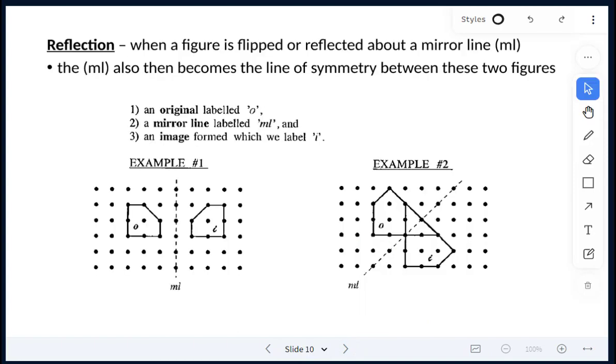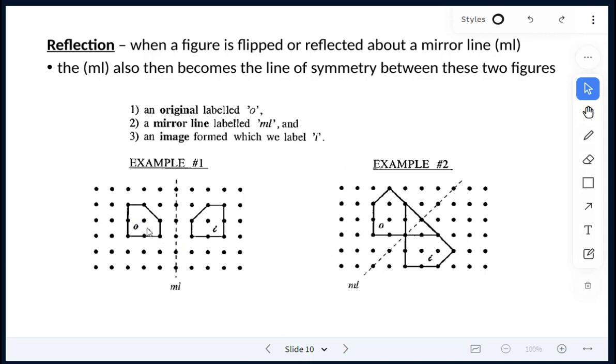So the figure has been slid to the left 4 and down 2 points. So a reflection, this is when a figure is being flipped or reflected about a mirror line, which is shown as ML. So right here, that's your mirror line. Here is the mirror line. That mirror line also then will become the line of symmetry between the two figures.